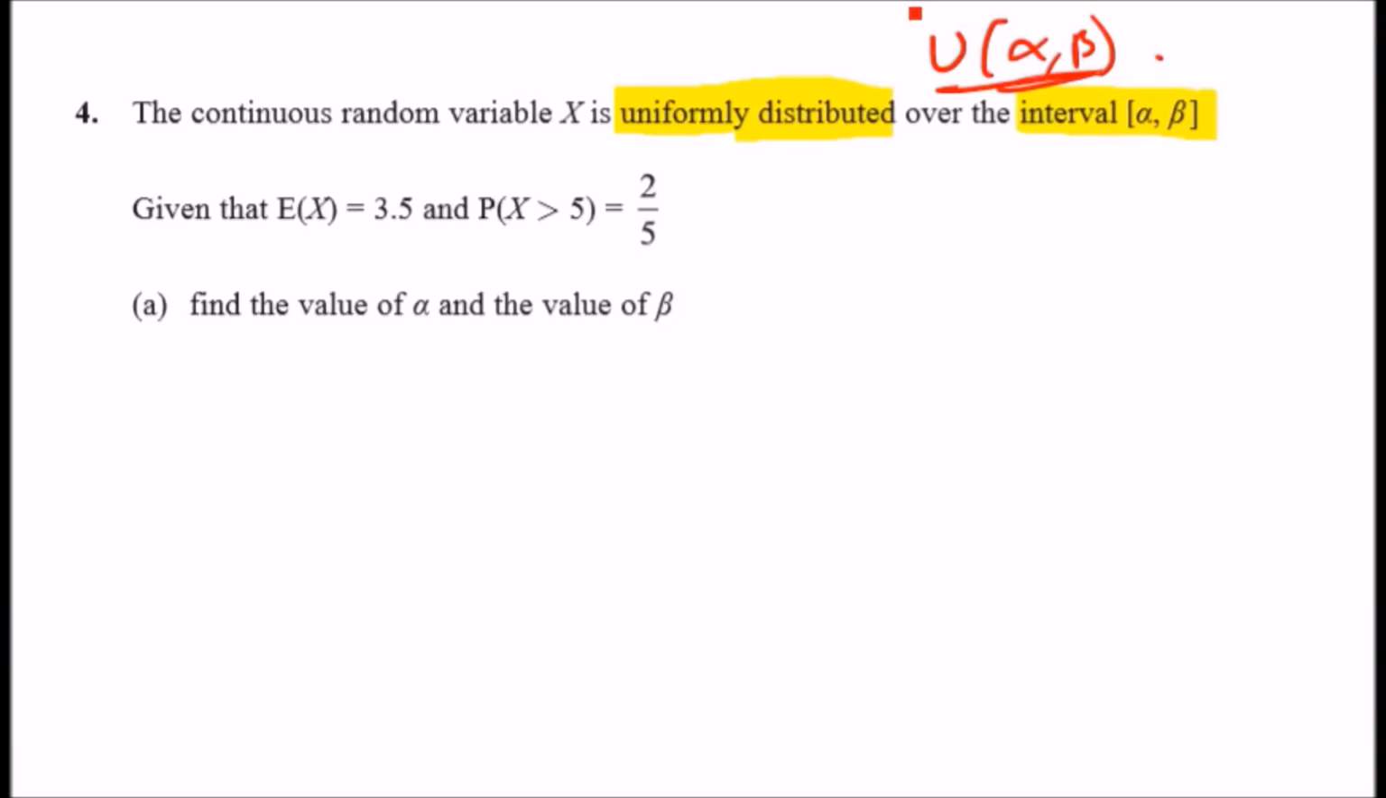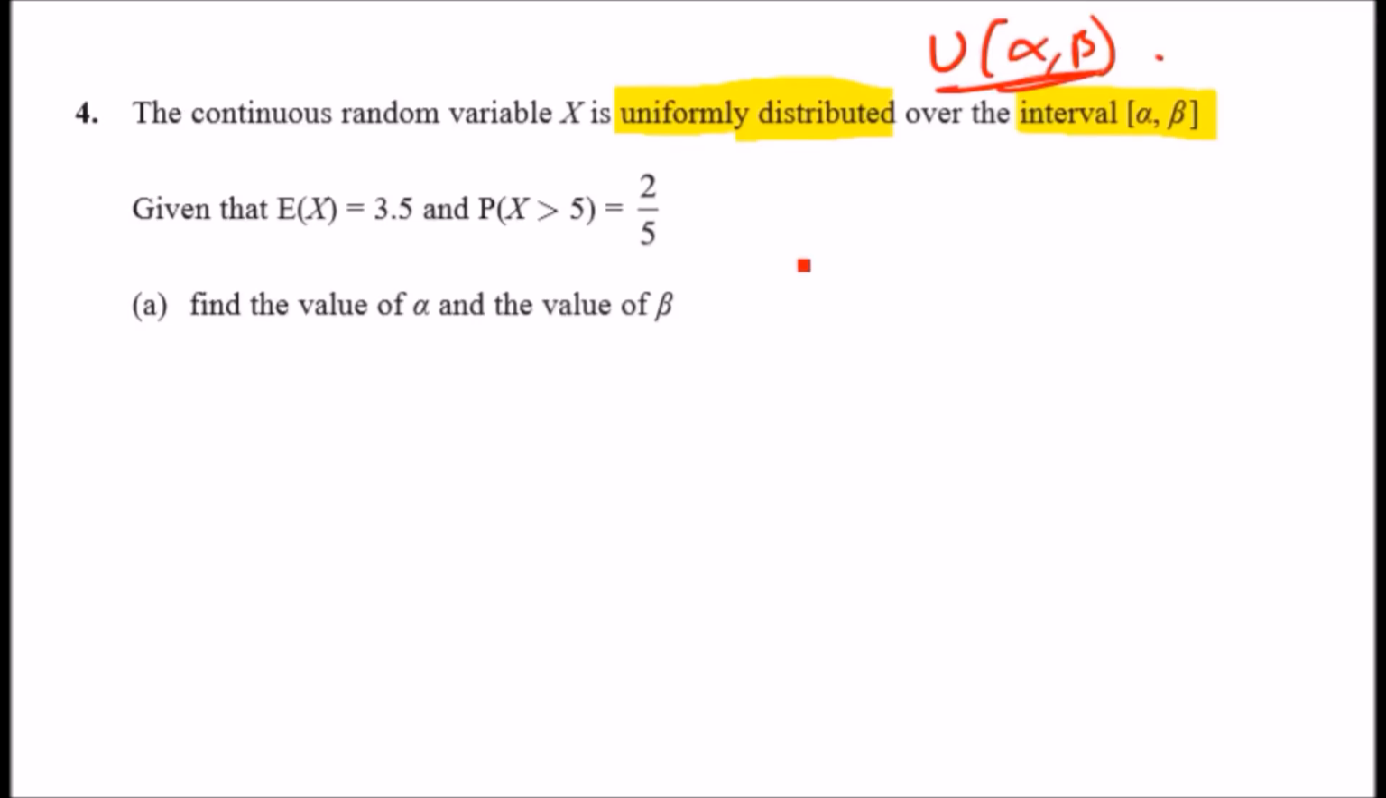So this is clearly a uniform distribution with these parameters. Now, given that the mean is 3.5 and the probability that x is greater than 5 is 2/5, let's find out what alpha and beta are. First things first, with these kind of questions, always parameterize.